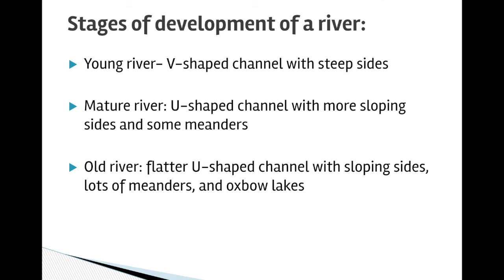So stages. You've got a young river. A young river is usually brand new. It looks more like a V shape and has steep sides. Next is mature, so it's starting to get a little different shape that looks like a U, basically from all the runoff. All that stuff is starting to make the slope more curved, and it's starting to break down all the sediments, all the rocks and all that stuff, and changing the shape.